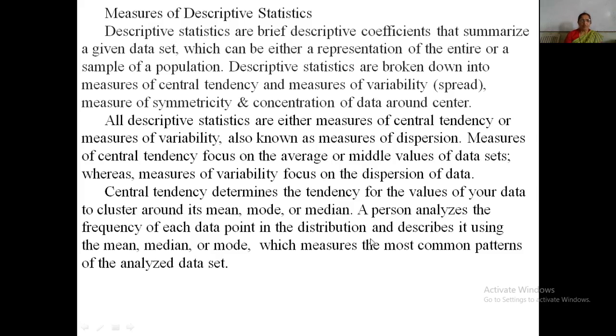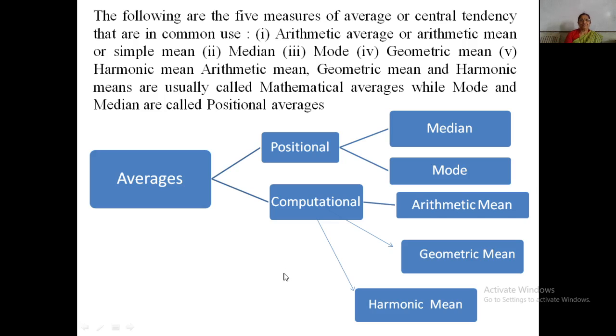Now we will come to today's topic, that is central tendency. So what is central tendency? It determines the tendency for the values of your data to cluster around its mean or mode or median. So one analyzes the frequency of each data point in the distribution and describes its mean, median and mode. That is, a measure of central tendency is a single value from the data set around which the whole data is said to be concentrated. Now there are different types of these measures, averages.